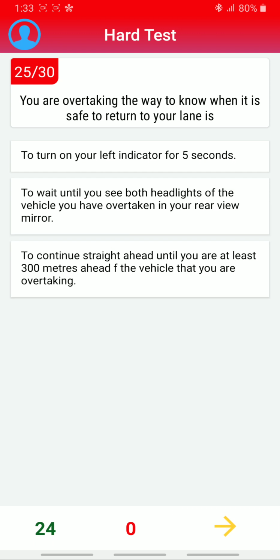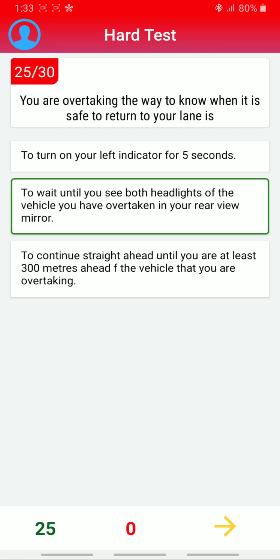Question number 25. You are overtaking. The way to know when it is safe to return to your lane is to turn on your left indicator for 5 seconds, to wait until you see both the headlights of the vehicle you have overtaken in your rear view mirror, or to continue straight ahead until you are at least 300 meters ahead of the vehicle that you are overtaking. The second option, I think, is correct. Yes, the second option is correct.